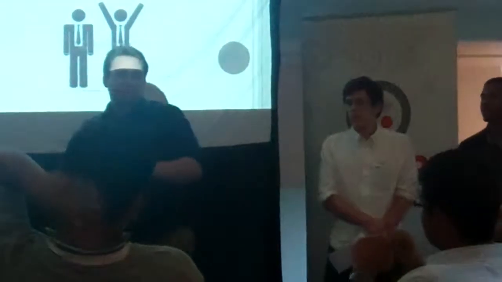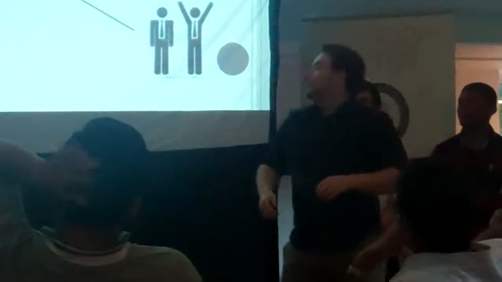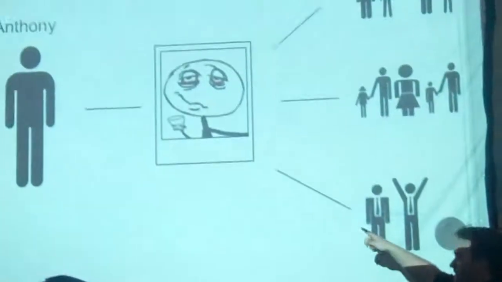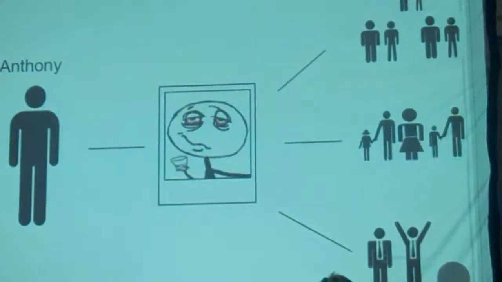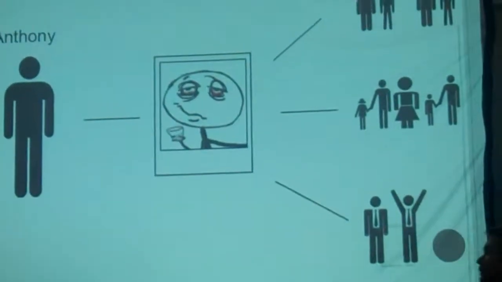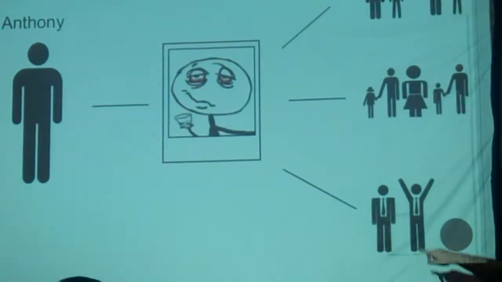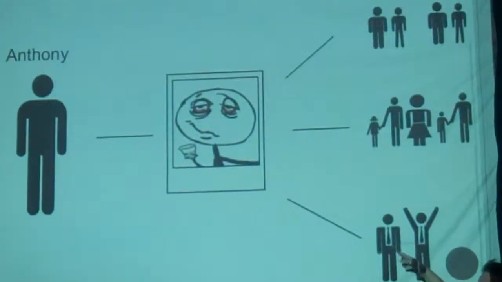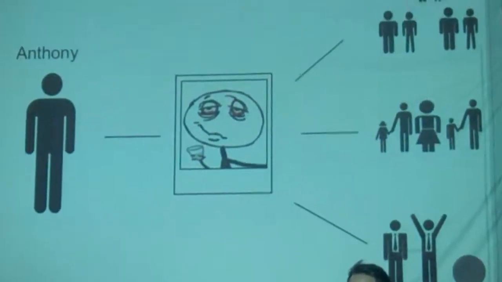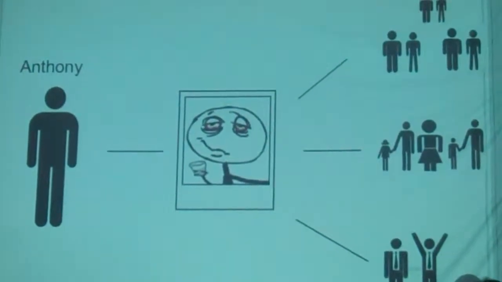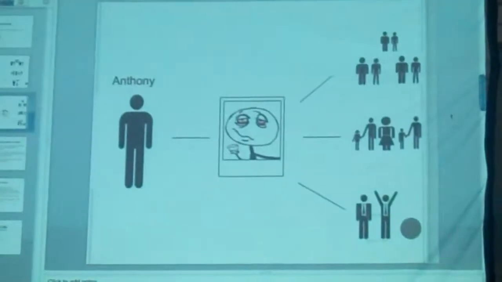But Anthony has a problem. Sometimes some of the aspects of his life aren't suitable for all the social circles that he is a part of. So, for instance, his family and children out here, probably he doesn't want that picture to be seen by them. Today, we're going to be presenting a solution to Anthony.